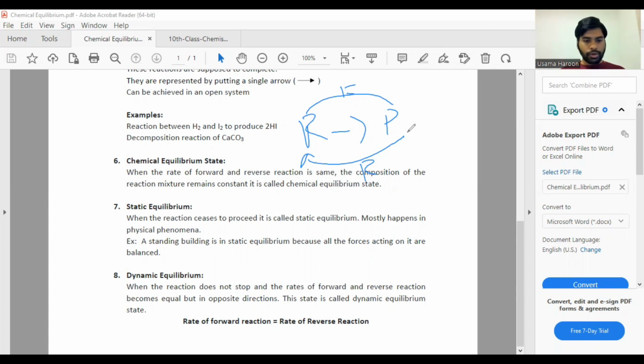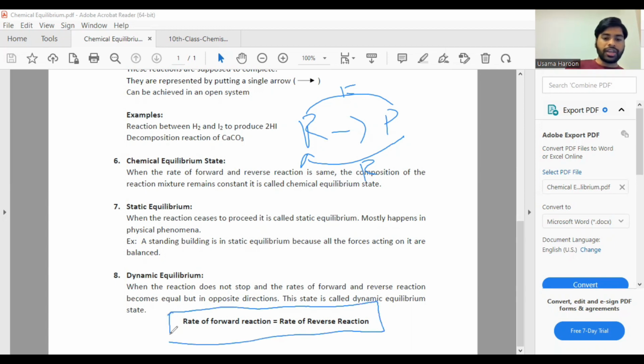And what is dynamic equilibrium? A dynamic equilibrium is a process in which the reaction does not stop, but the forward and reverse reactions take place in the opposite direction. And this is the main condition, that the rate, meaning the speed, of the forward reaction and the speed of the reverse reaction is the same.